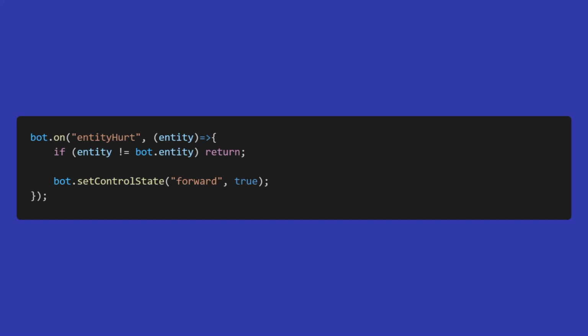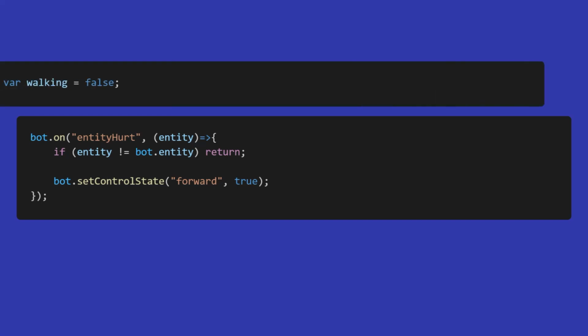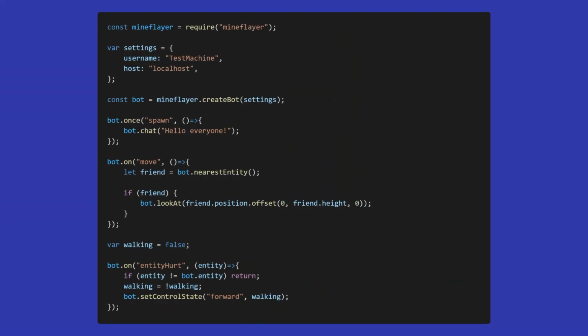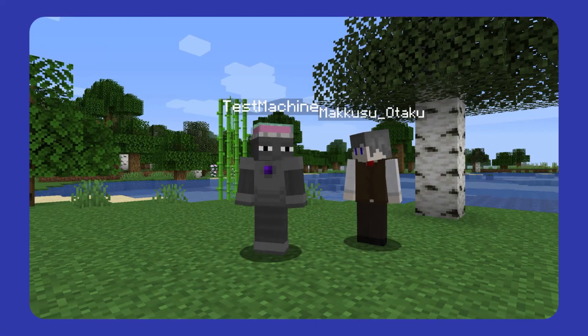All that's left to do is make it stop when we hit it a second time. We can use the same setControlState as before, but we'll also introduce a variable that keeps track of whether or not the bot is currently walking, and use that in the setControlState method. And there you have it, a Minecraft bot written in Node using Mineflayer.